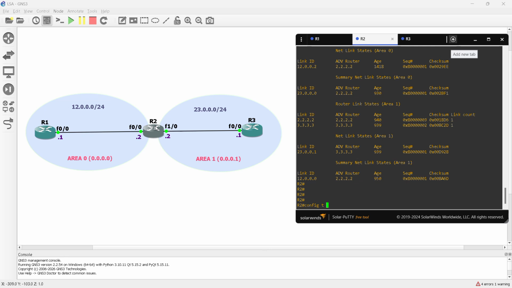Right. So, true or false questions. Every router generates a type 1 LSA, true or false? True. Every BDR generates a type 2 LSA? False. Every DR generates a type 2 LSA? True. Every non-ABR generates a network summary LSA? False. Every ABR generates a network summary LSA? True.